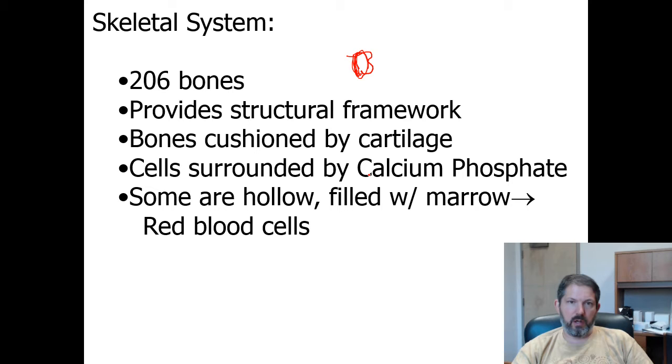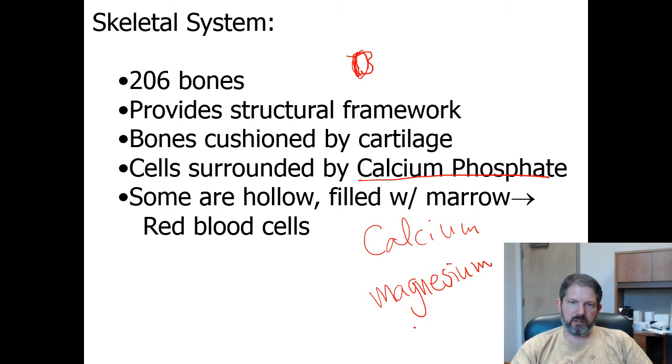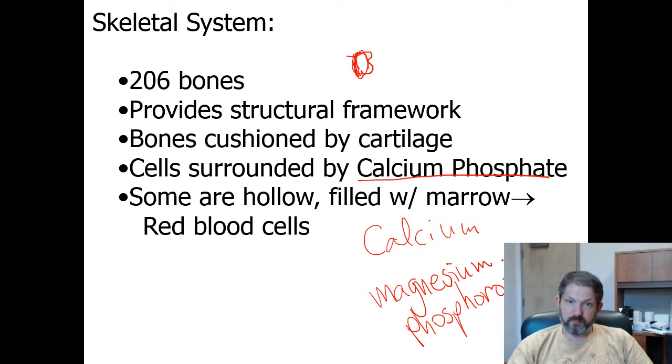Bones are important mineral deposits. The cells are surrounded by a calcium phosphate matrix. So there's lots of calcium stored in your bones, magnesium stored in your bones, phosphorus stored in your bones. And these are important for the bones themselves but they're also needed everywhere else in your body. And potassium, not as much, but let's look at calcium.